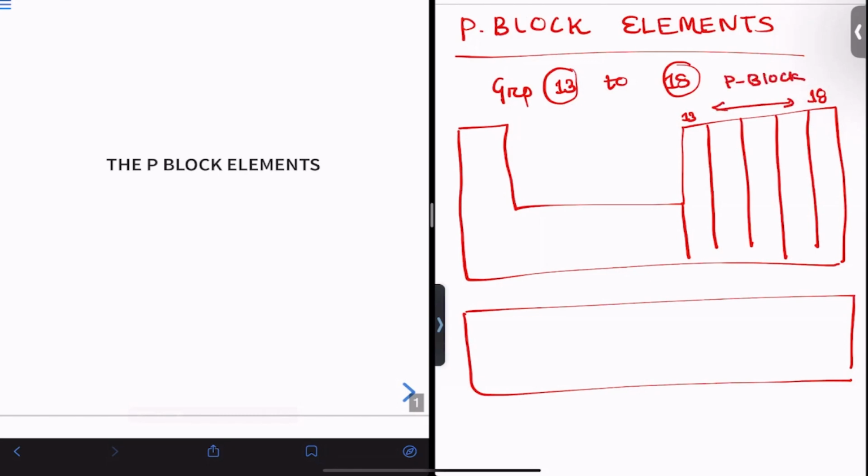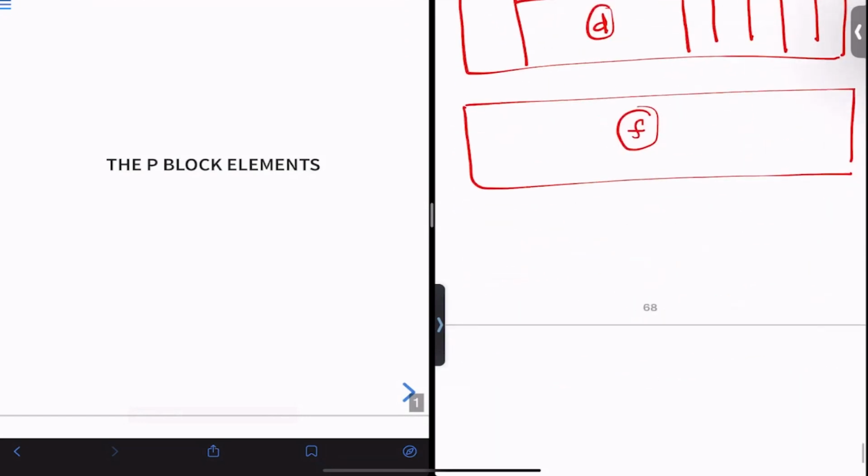So what is special about them? If you remember, this is the S block, this is the D block, this is the P, and this is the F block. What is the special property they have? First, P block elements are electronegative elements. They have high electronegativity, and most of them are non-metals. I'm using the words most of them. Most of them are non-metallic.